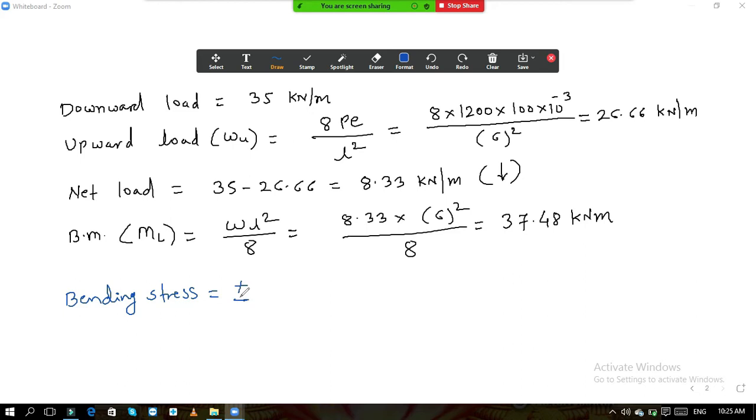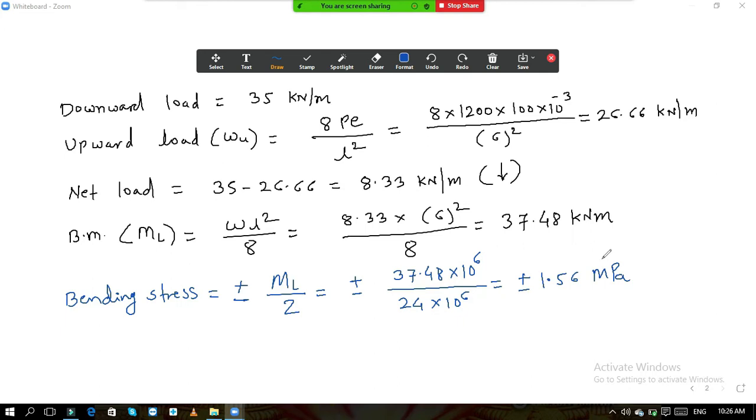So plus minus it is ML by Z. What is the value of ML? ML is 37.48 into 10 to the power 6 Newton mm divided by 24 into 10 to the power 6. So what is the answer? It is 1.56 plus minus 1.56 Newton per mm square, that is megapascal. Okay, so this is the bending stress due to live load.